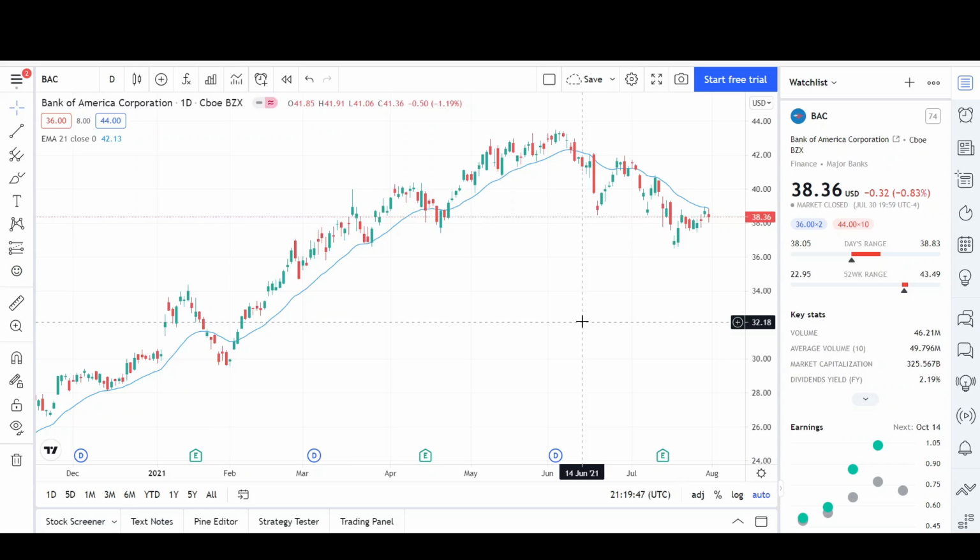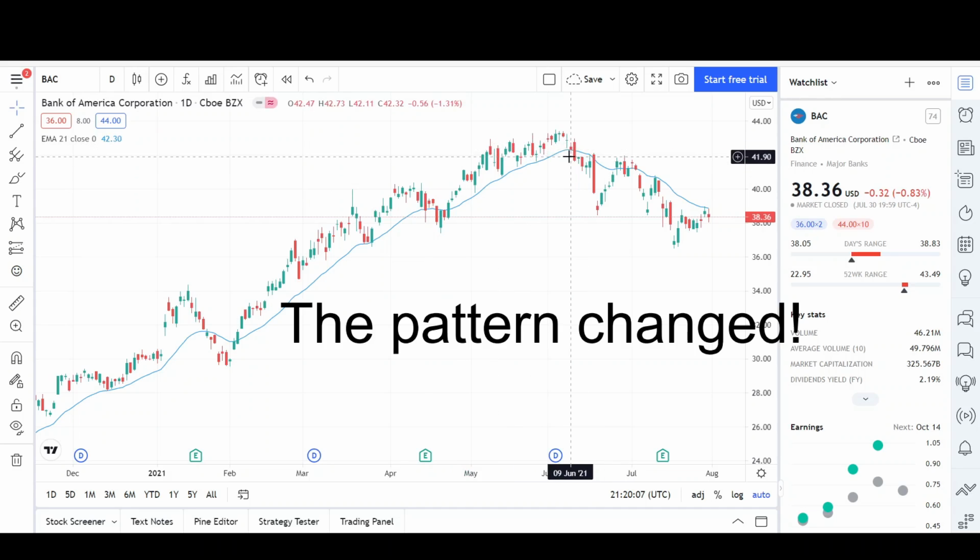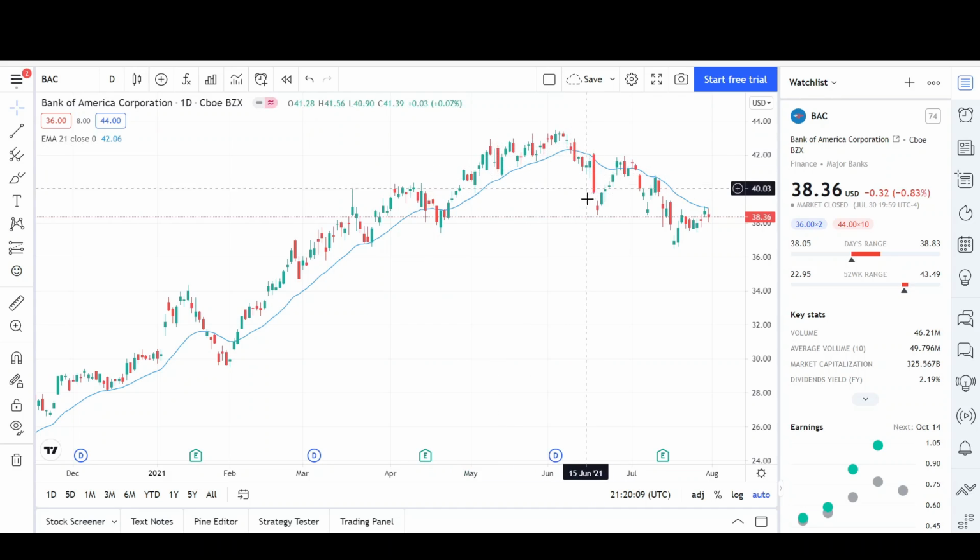So as you can see here on the daily chart, Bank of America was in an uptrend until about early June, and then it started selling off and making lower lows and lower highs. Before, in the uptrend, you could see the EMA was supporting the price action. Most of the price bars were above it, and then right around here something happened where we shot down, and now we're finding resistance at the EMA, and now most of the price bars are underneath it.